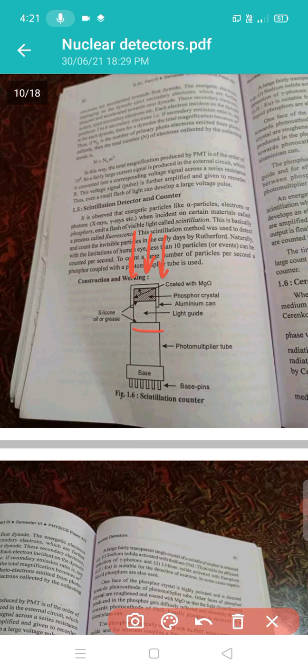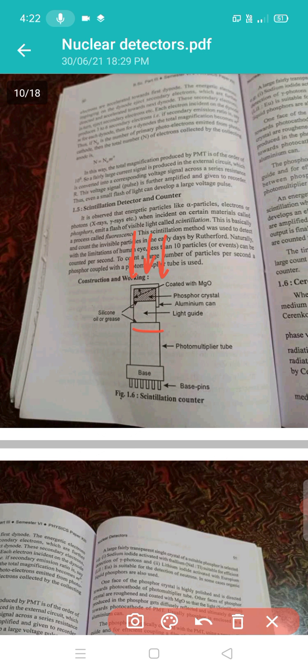Like that, there are 9 dynodes in the photomultiplier tube, and the electric pulse will be generated. This is the construction and working of the photomultiplier tube.